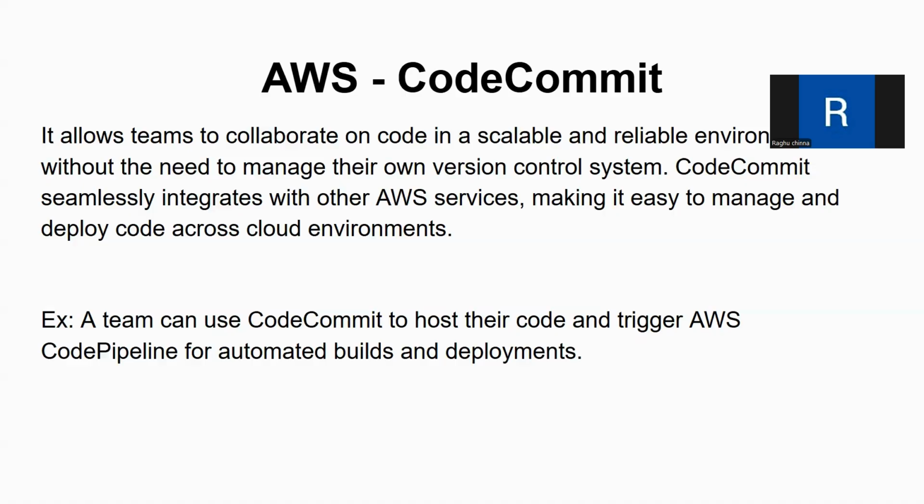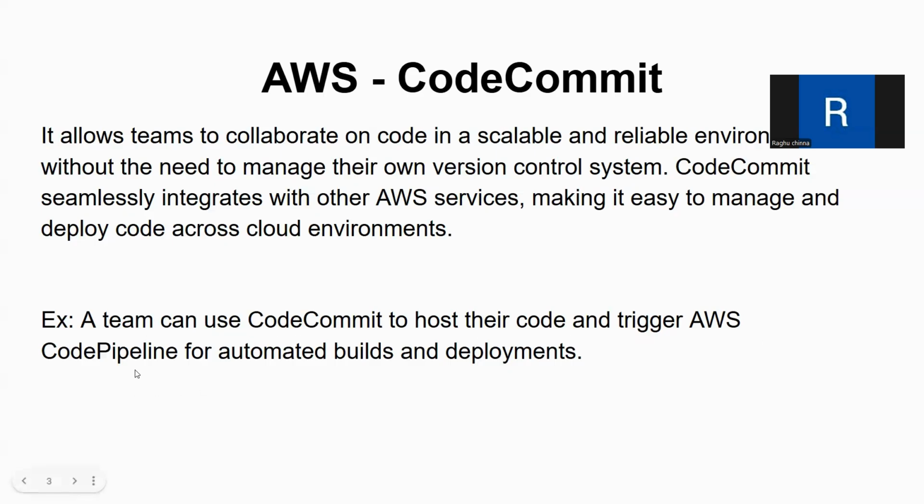For example, a team can use CodeCommit to host their code and trigger AWS CodePipeline for automated builds and deployments. So building and deployment, everything will be done using these four tools: CodeCommit, CodePipeline, CodeDeploy, and CodeBuild. So this is one of the best options.